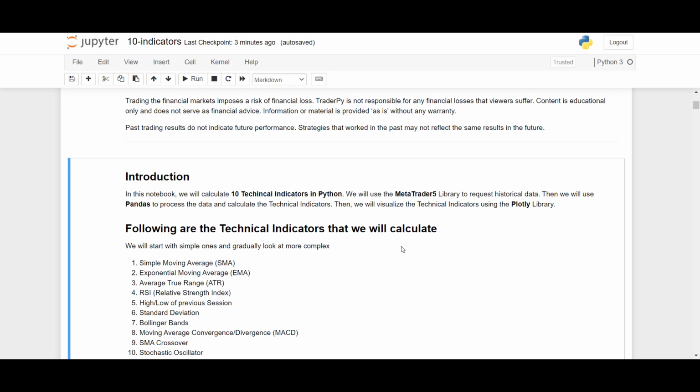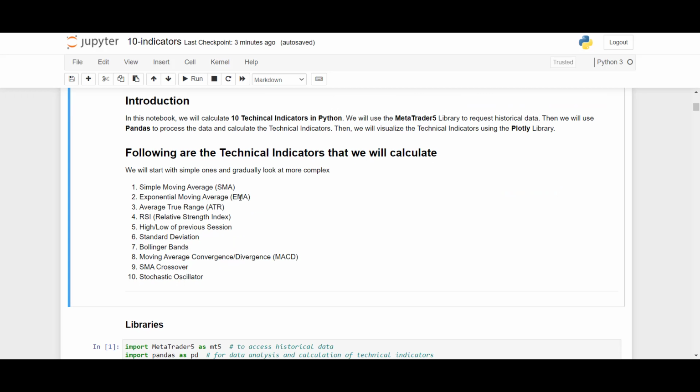We will calculate 10 technical indicators, and what we'll do is request historical data from the MetaTrader 5 library, and then use pandas to process the data and calculate the technical indicators. We will also visualize our technical indicators using the Plotly library. Here are the 10 indicators that we will be calculating. We will start with simple ones, and then gradually look into more complex and advanced indicators.